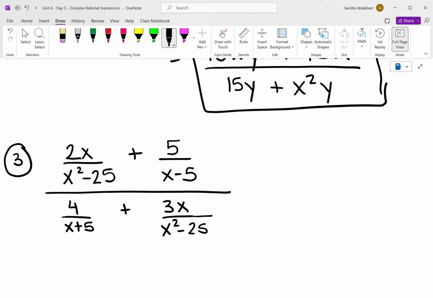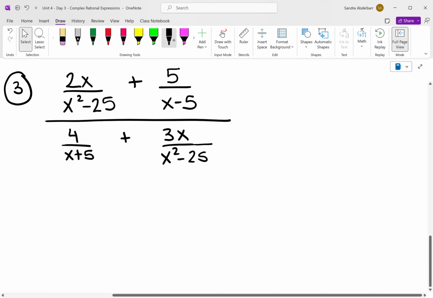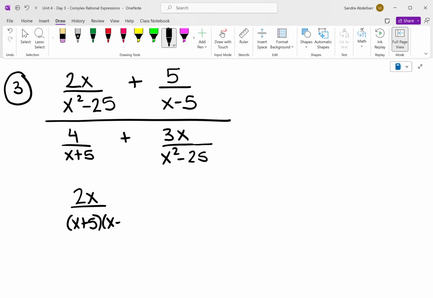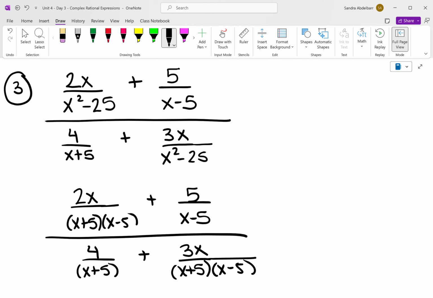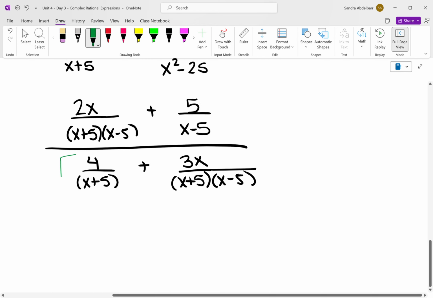Okay, same idea. We're going to multiply above the fraction bar and below the fraction bar by the same thing. But before I do that, I am going to factor all of my denominators. So we have x plus 5, x minus 5. Do we agree we should be multiplying by an x plus 5, x minus 5? Yeah, let's do that.